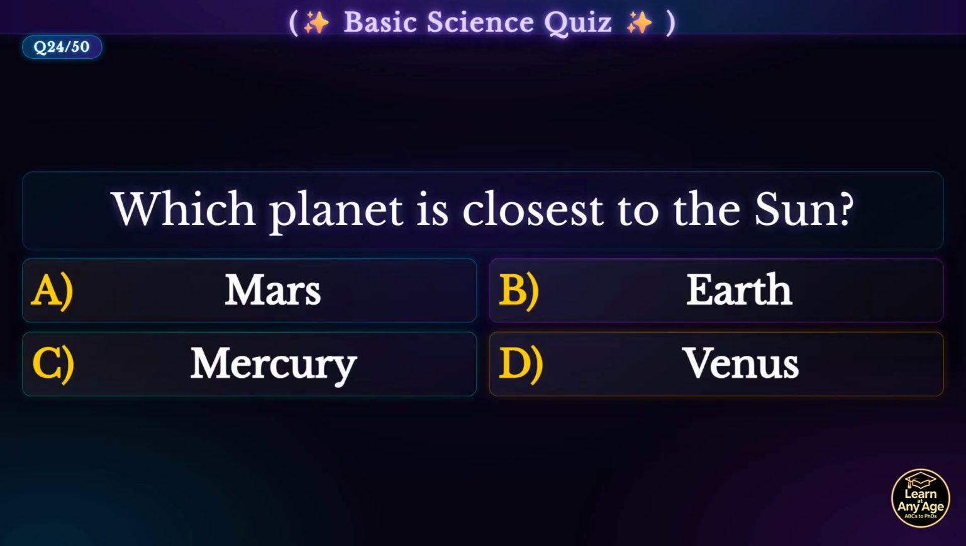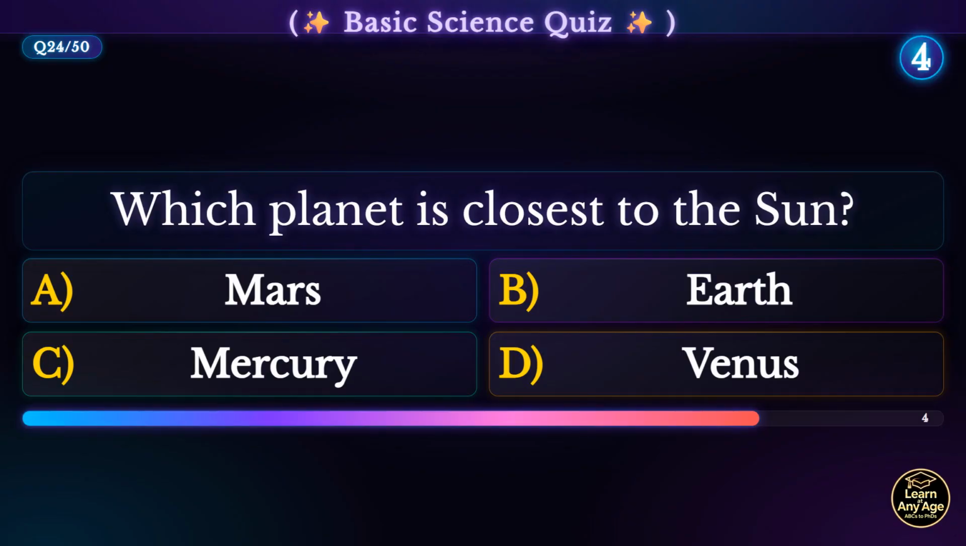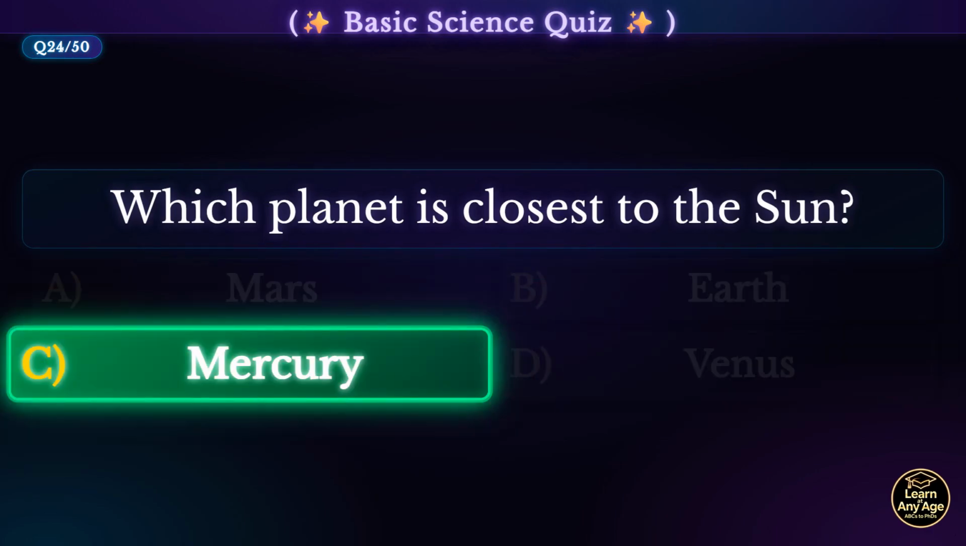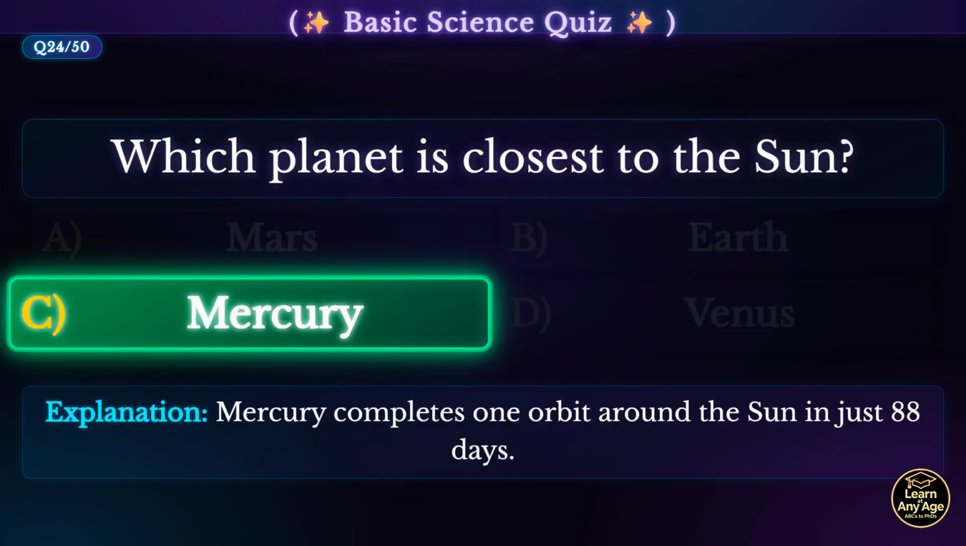Which planet is closest to the Sun? Mars, Earth, Mercury, Venus. Mercury. Mercury completes one orbit around the Sun in just 88 days.